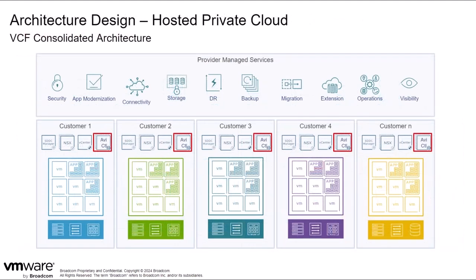This diagram shows the hosted private cloud model option 3. The design is a consolidated design where the Avi controllers are installed on the same customer workload domain cluster. And again, this is used when smaller deployments are required, such as a customer only needing 4 or 5 nodes.